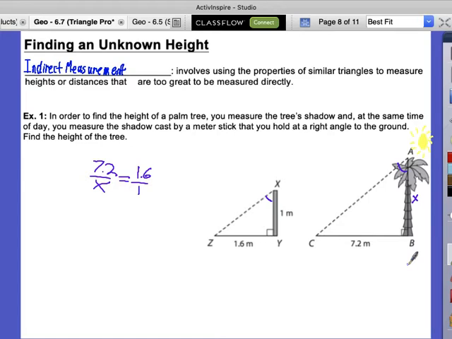So we would cross multiply here, and we get 7.2 is equal to 1.6x. 7.2 times 1 is 7.2. 1.6 times x is equal to 1.6x. Divided by 1.6. X is equal to 4.5. So, how tall is this palm tree? 4.5 meters.